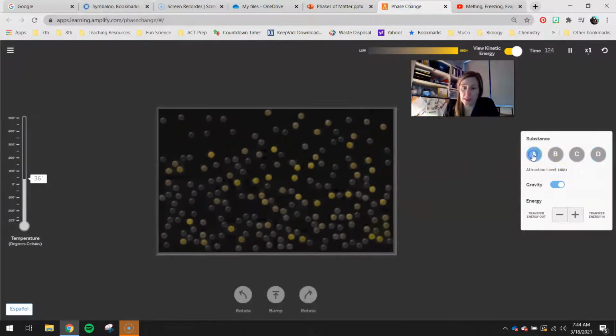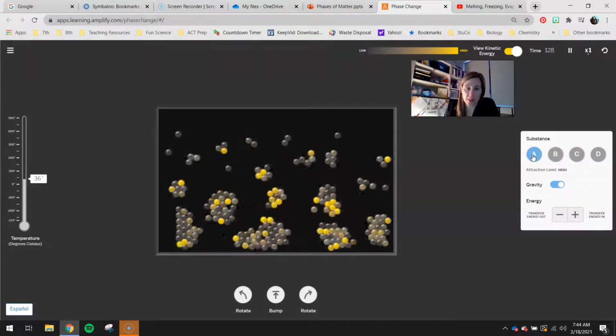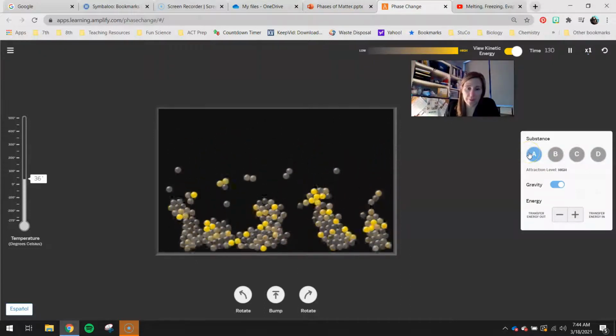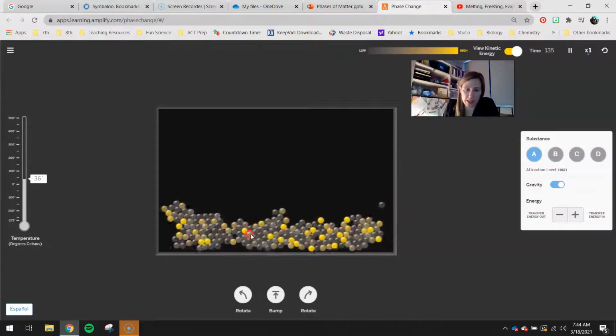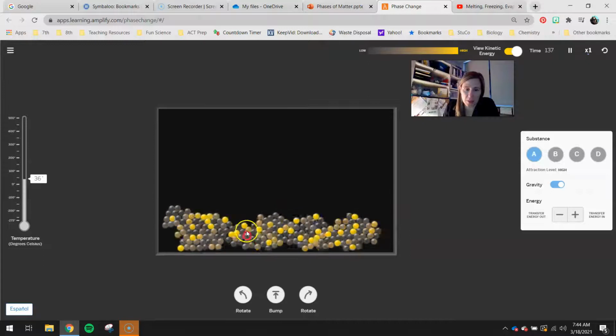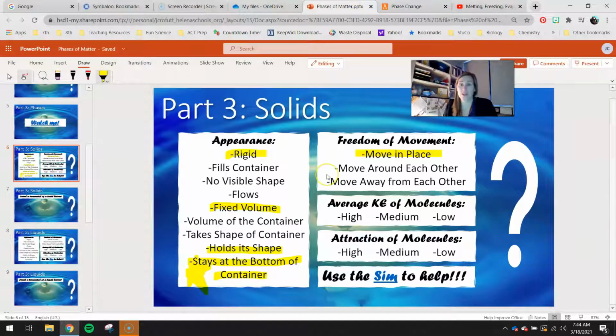If I look at substance A here, you will see once it forms its solid, if I click on one molecule and watch it, it stays in that spot. It just moves back and forth in that spot. Notice that they are always moving. Even the desk or table you're sitting at right now is made of a bunch of little molecules, and those molecules are all moving around. So in the case of a solid, they move in place. You won't use move in place again for the other two.